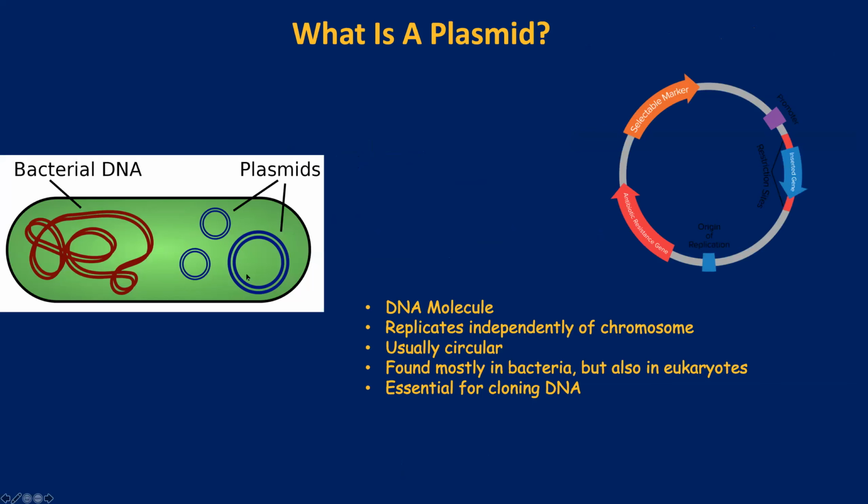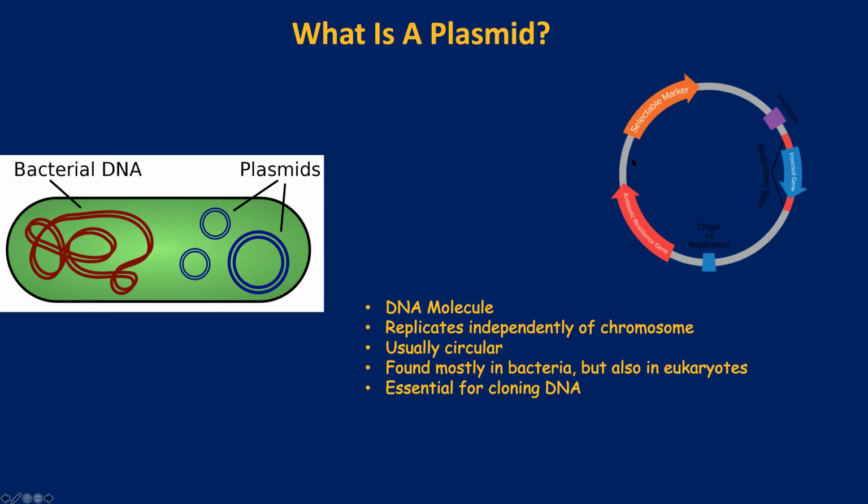Here's a bacterial cell. It has a nucleoid. Its genome is just a dispersed DNA strand. Completely independent of that are plasmids. Most bacterial cells have plasmids. So what are they? They're molecules of DNA. They replicate independently of the chromosome. They're usually circular, but not always. Some of them are linear. They're found mostly in bacteria. They're also found in eukaryotes. And for DNA cloning, they are essential.